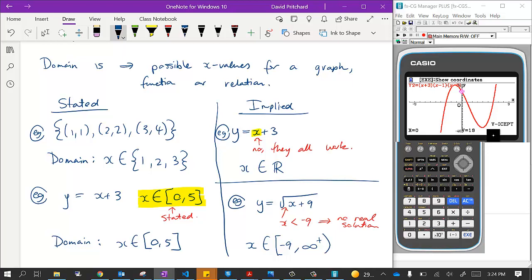All right, so a stated domain is nice and easy. Implied domain is a little bit harder.